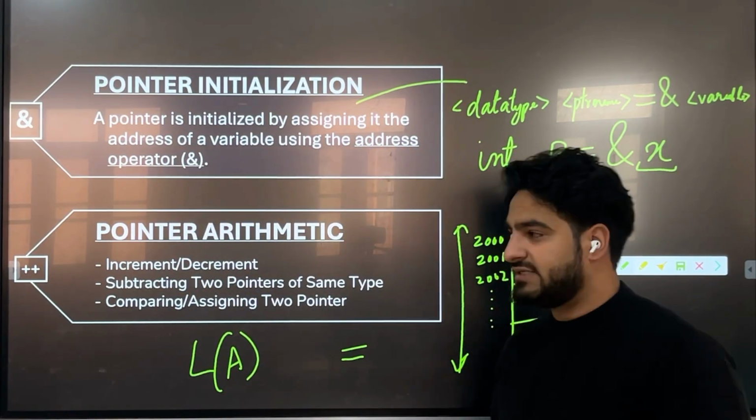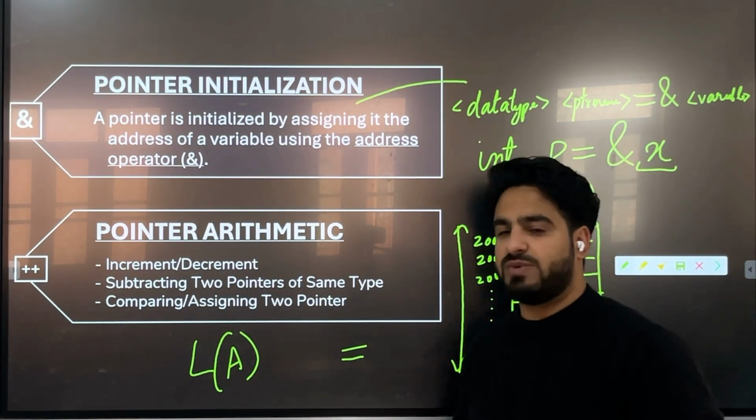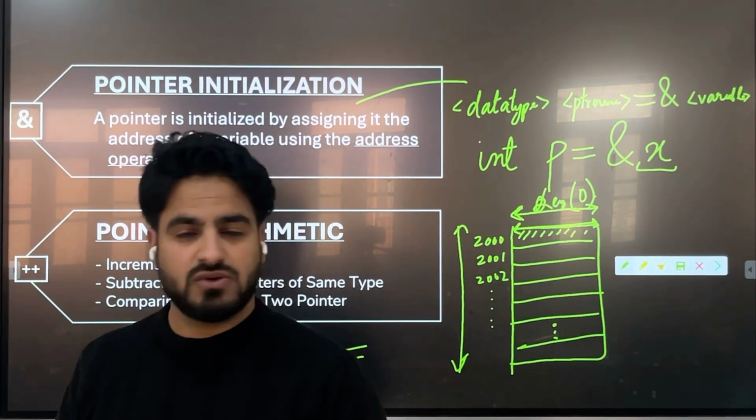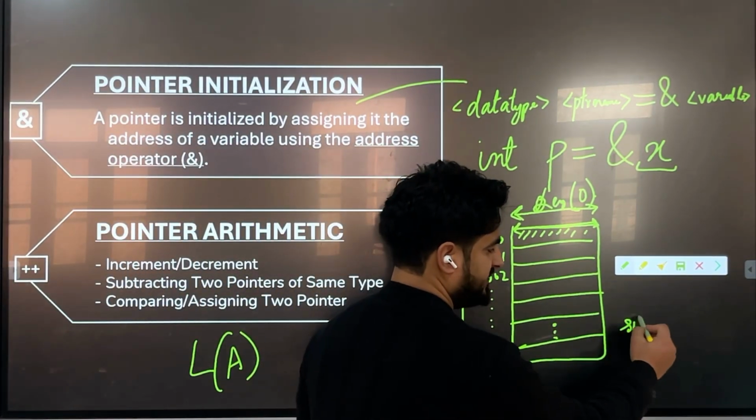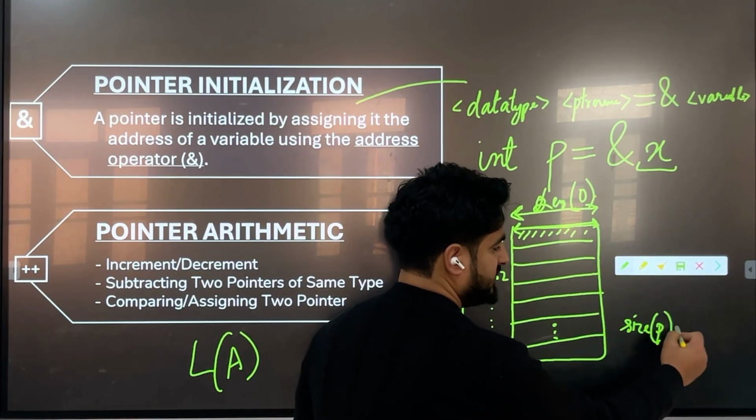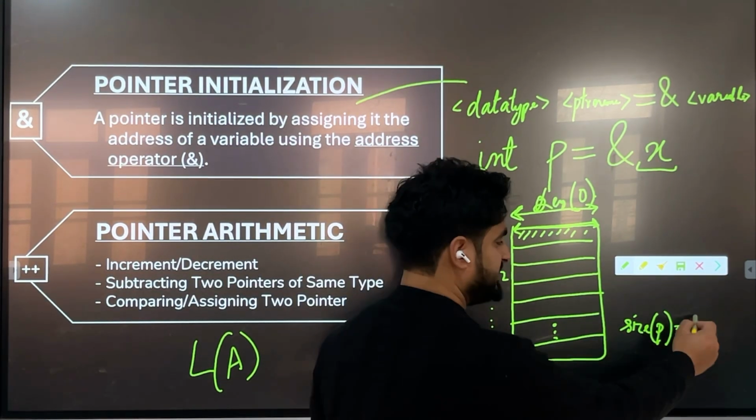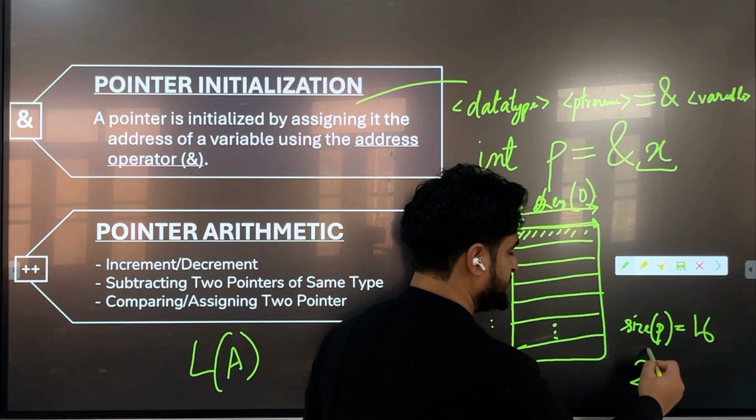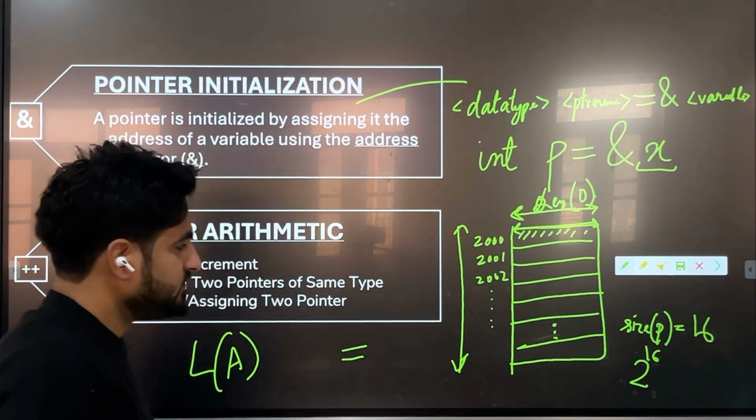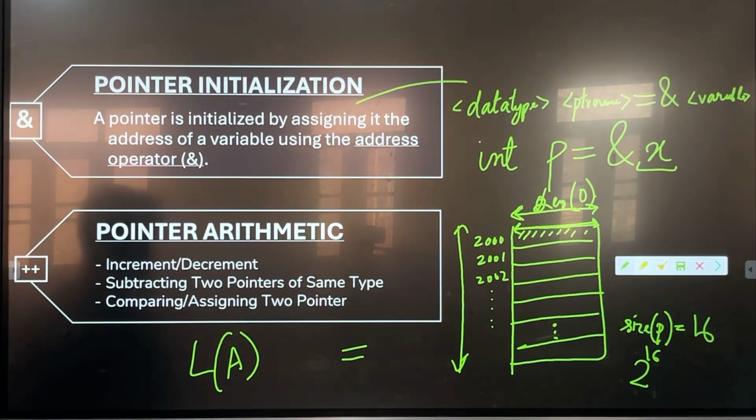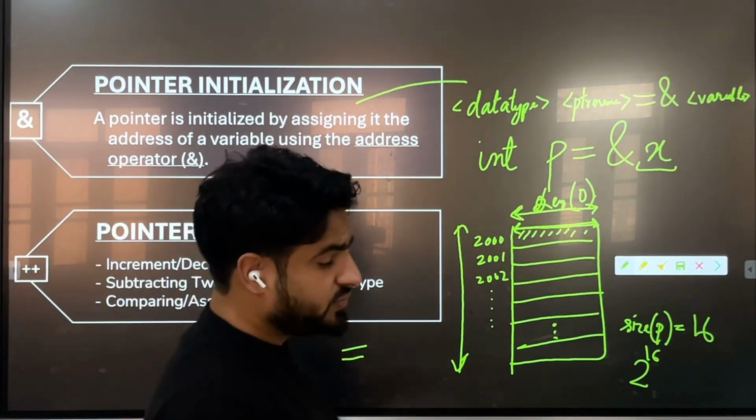In older compilers, a pointer always used to take at least 2 bytes. If the size of the pointer was 2 bytes, which is 16 bits, the total number of addressable locations would be 2 power 16. And this was the same for all the compilers. They would always take at least 2 bytes.